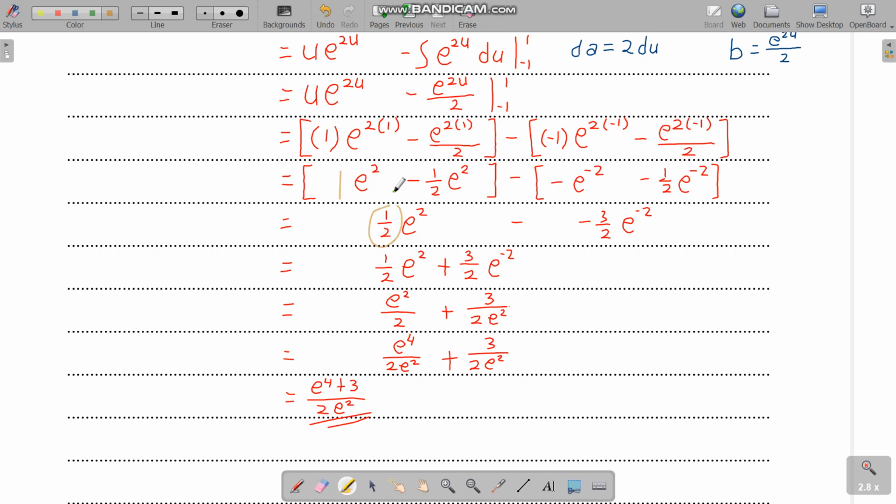1 minus 1/2 is 1/2, minus 1 minus 1/2 is minus 3/2, and we can just leave it like this, or like this in the simplest form. This is okay, or this is the same as e squared over 2 plus 3 over 2e squared, because minus means 1 over, so you can multiply both parts with e squared over e squared here, so we get e to the 4th over 2e squared. We have a common denominator. The final answer in the simplest form would be e to the power of 4 plus 3 all over 2e squared.